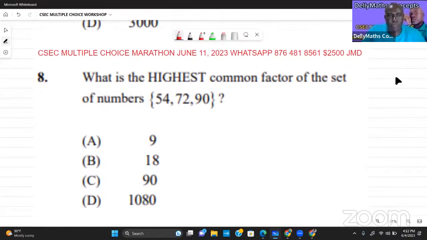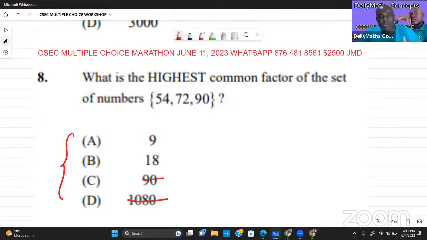Question 8. What is the highest common factor of the set of numbers 54, 72, 90? In other words, what is the biggest number that could go into these three? Now, if I need numbers to go into these three, then my answer cannot be bigger than any number out there.